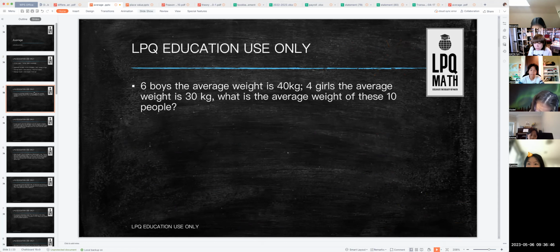Okay, so the first question is pretty easy. 6 boys, the average weight is 40 kilograms. Okay, so everybody, that means the total weight of the boys divided by 6 equals 40. Understand, Violet? And 4 girls, the average weight of 4 girls is 30 kilograms. That means the weight of the 4 girls added together and divided by 4 equals 30. Okay, I want you to find out the average weight for these 10 people. Okay, everybody, very easy. So just quickly calculate.